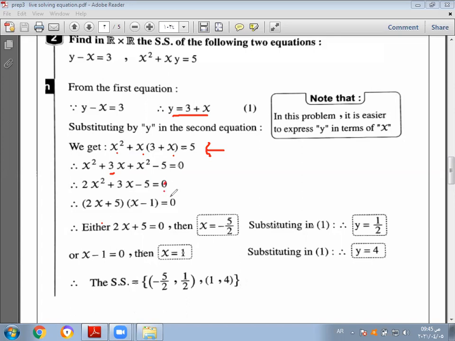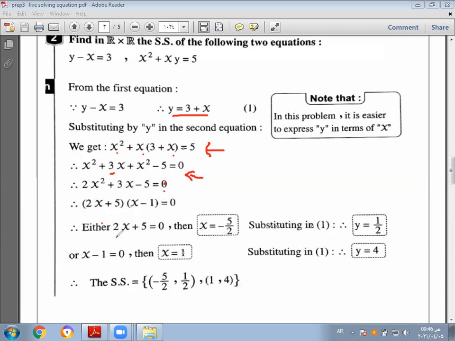We can solve this equation by the general formula or factorization. In this example, I solve it by factorization. 2x power 2 plus 3x minus 5 equals 0. I factorize it into two brackets. The first bracket is 2x plus 5, and the other bracket is x minus 1, equals 0. Two brackets multiplied equal 0, so the first bracket will be 0, or the second bracket will be 0.